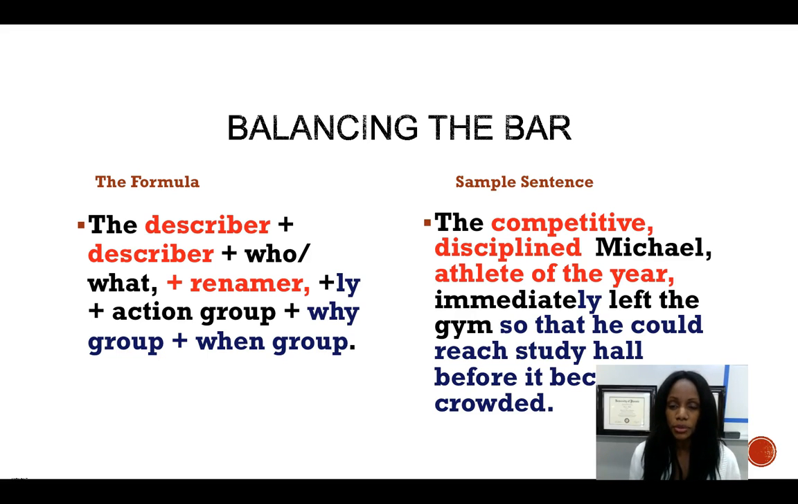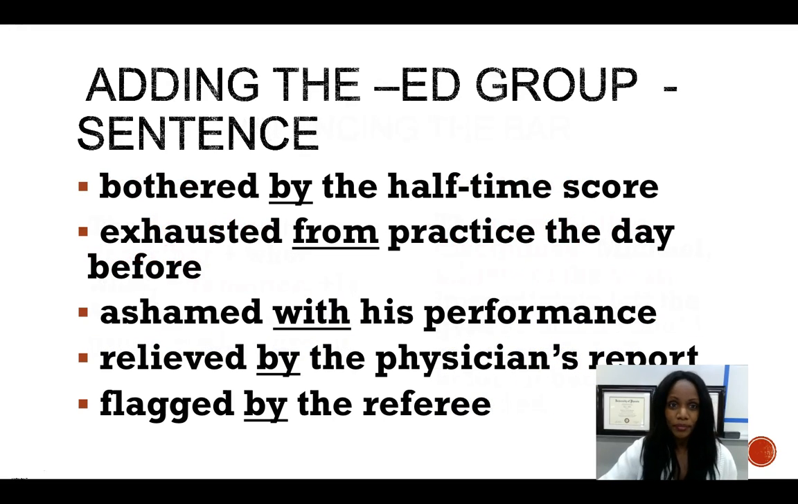We wanted to rename him, which is he's also the athlete of the year. What is he also known for? And how did Michael leave the gym? He did it immediately. So here's our opportunity to use the words ending in ly. And we have our why group, which is so that, and then that phrase extends on to the where group, the when group, which gives us before it became crowded. So now we're actually going to take it a step further. So we've done both sides, and we've had plenty of practice doing that. So let's take a look at something else.